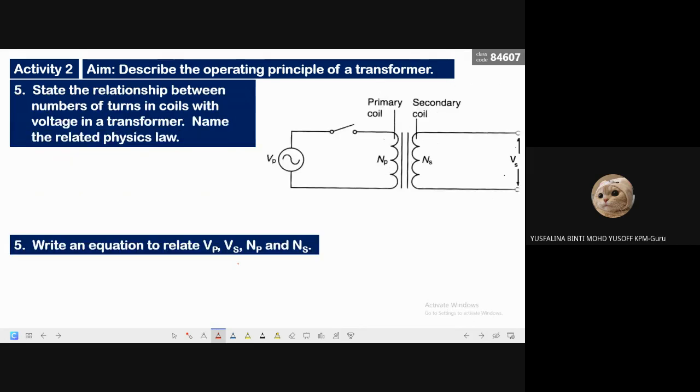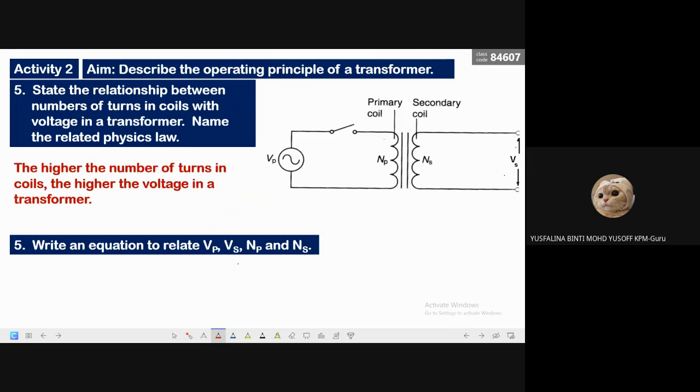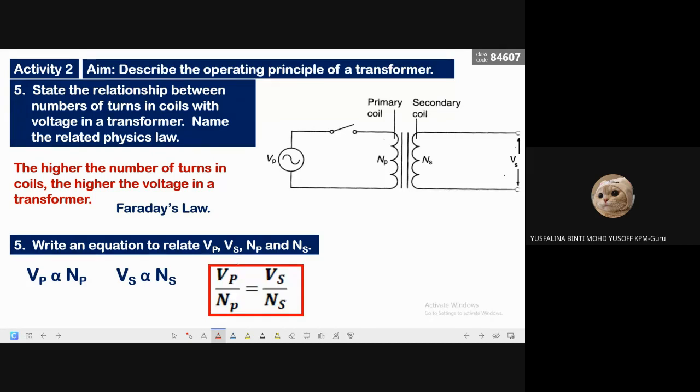Okay, so this is the operating principle of the transformer. State the relationship between the number of turns in the coil and voltage. The higher the number of turns in the coils, the higher the voltage, of course, right? So the voltage is increased, you step up. Okay, write equations. This is the equations. Sometimes they give you, sometimes don't. So the higher the number of turns, the higher the voltage.